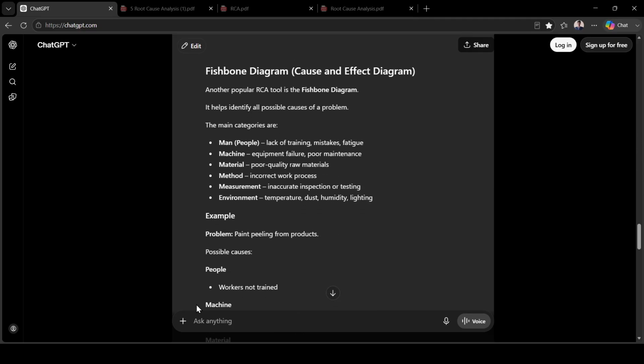Fishbone diagram. What is a fishbone diagram, or cause and effect diagram? Another popular root cause analysis tool is the fishbone diagram. It helps identify all possible causes of a problem. The main categories are: man, meaning people, lack of training, mistakes and fatigue; machine, equipment failure, poor maintenance; material, poor quality raw materials; method, incorrect work process; measurement, inaccurate inspection or testing; environment, temperature, dust, humidity, lighting.